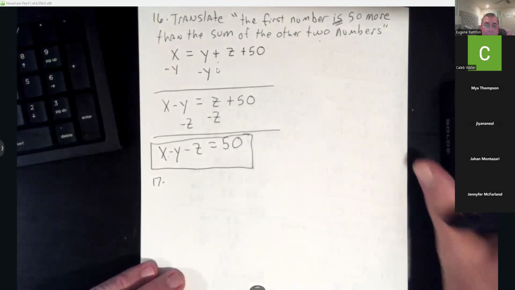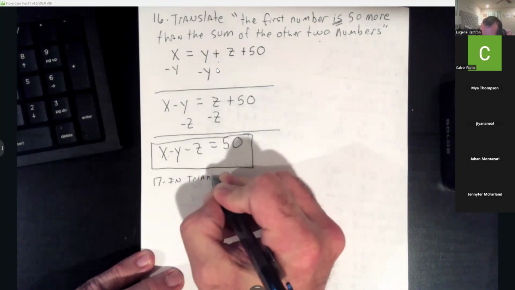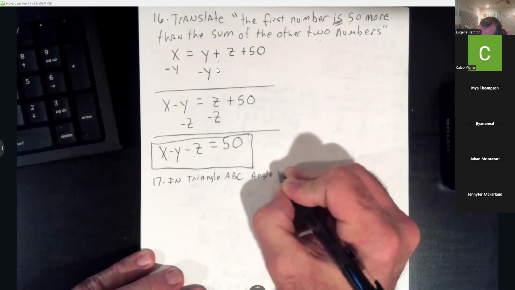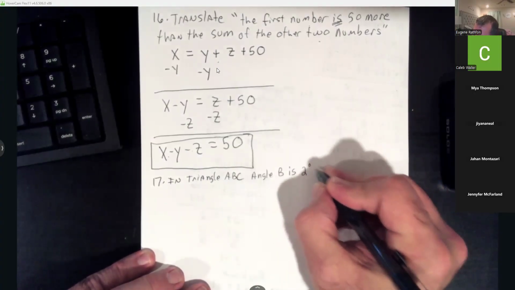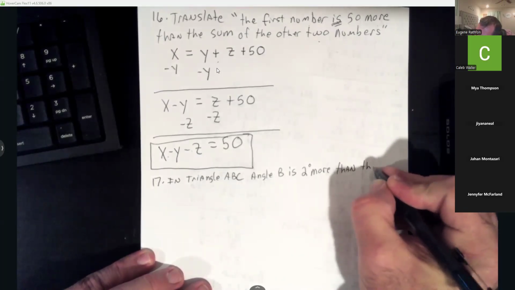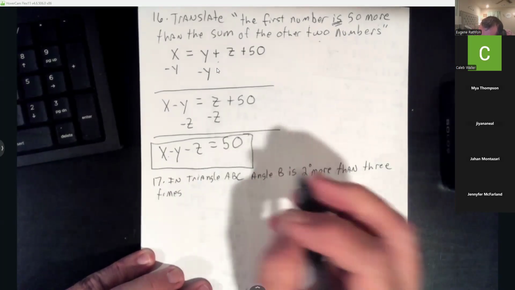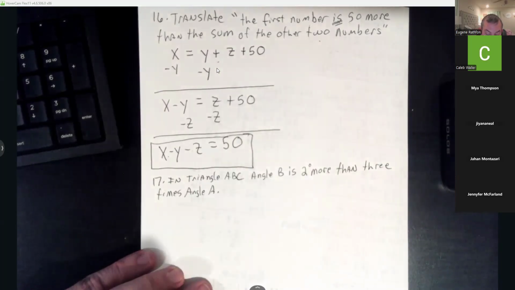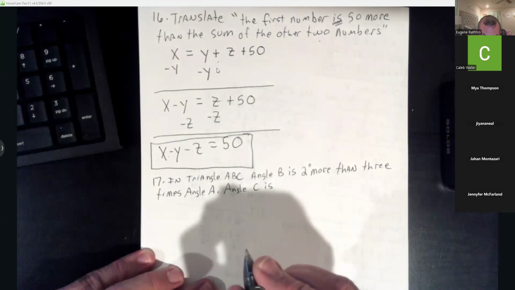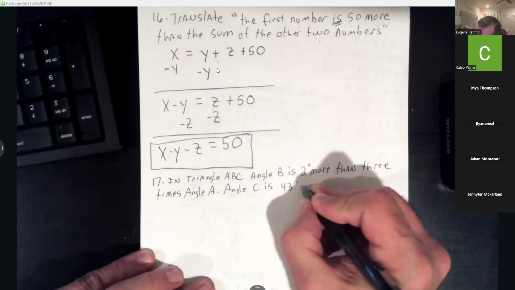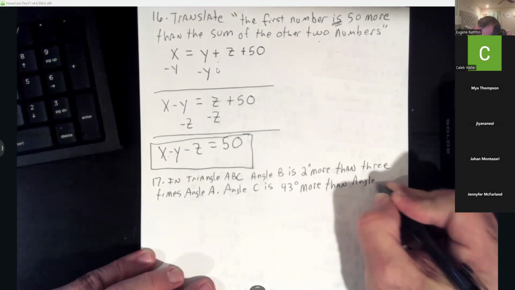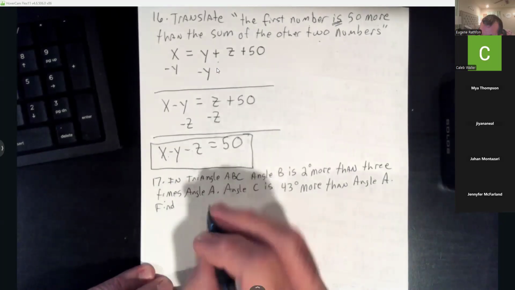Oh, y'all, 17, here we go. In triangle ABC, the measure of angle B is 2 degrees more than 3 times angle A. All right, then it says angle C is 43 degrees more than angle A. Then they say find the measure of each angle.